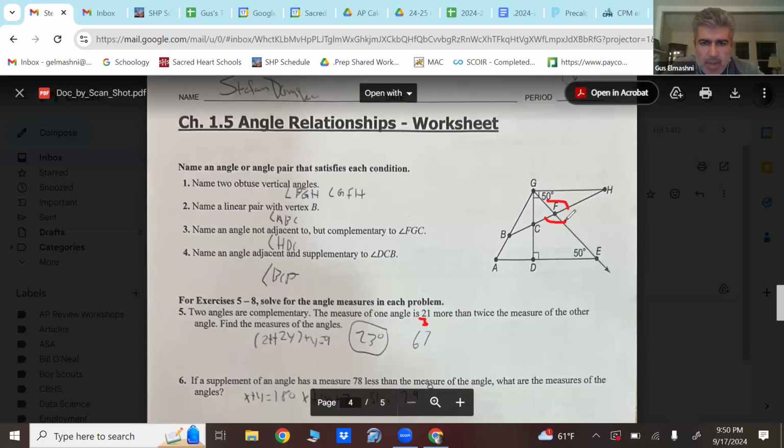Name of the linear pair with vertex B. Yeah, so you have to look at the linear pairs. So ABC and then CBG. Then adjacent to but complement to FGC. Well, it adds up to 90 because I know CGF is next to it.